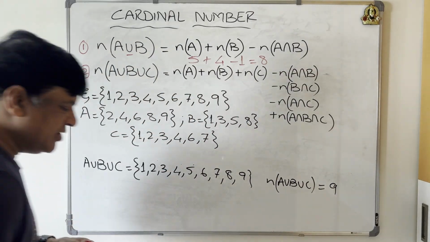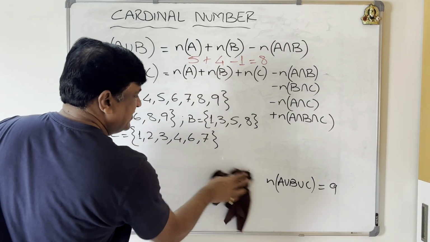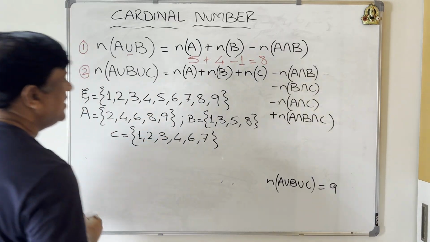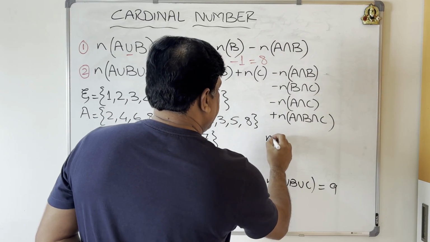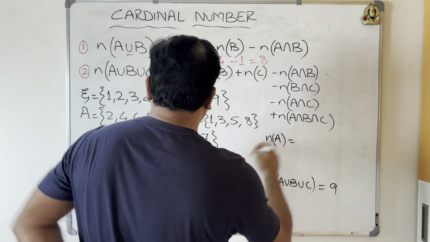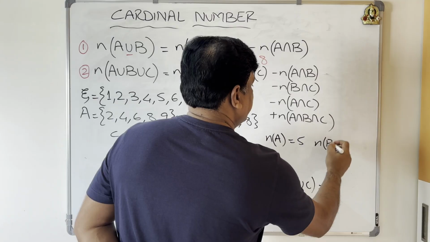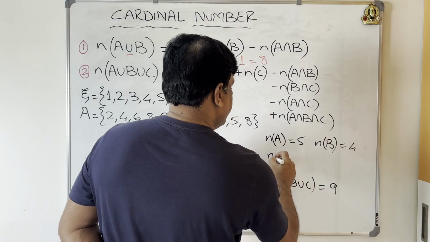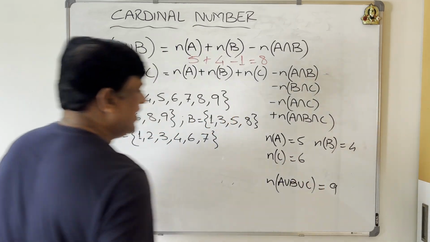Remember that value. Now, to save space, I need to rub this. That was your LHS over there. Now n of A, you know n of A. N of A is 5. N of B is 4. N of C is 6. So let's leave those values there.